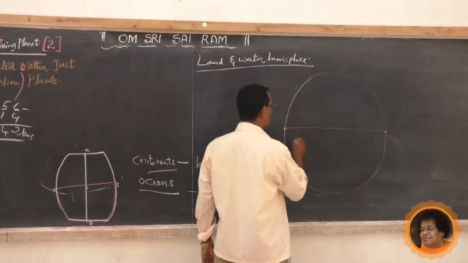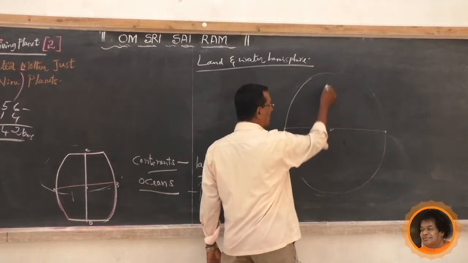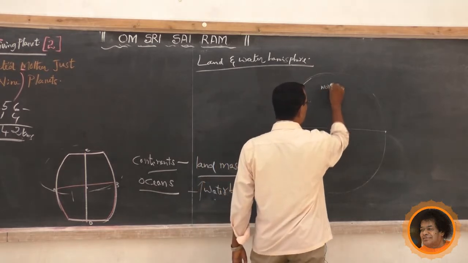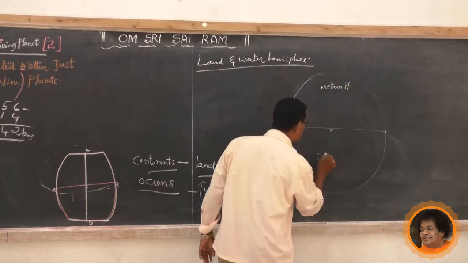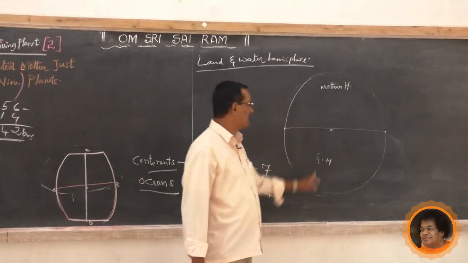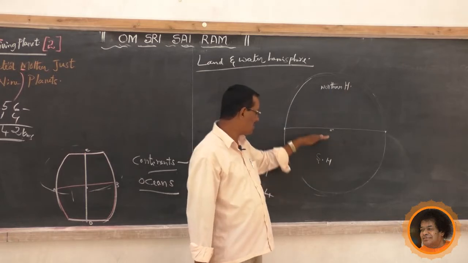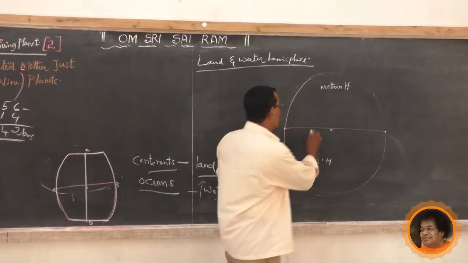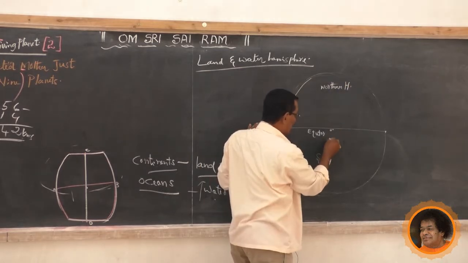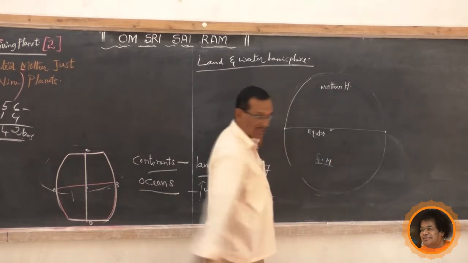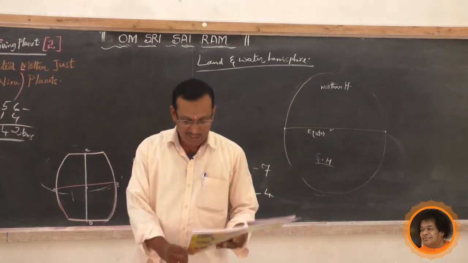For example, this is the equator, 0 degree. This is called the northern hemisphere, and this is called the southern hemisphere. SH and NH, northern hemisphere and southern hemisphere. The upper side of the equator is the northern hemisphere. Below the equator is the southern hemisphere. Here the water bodies and land masses are unevenly distributed.